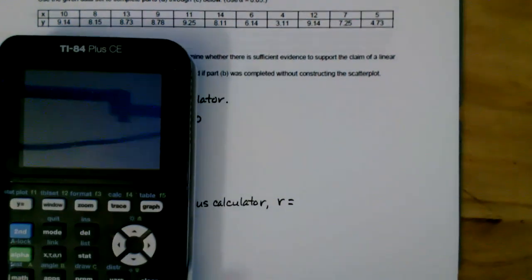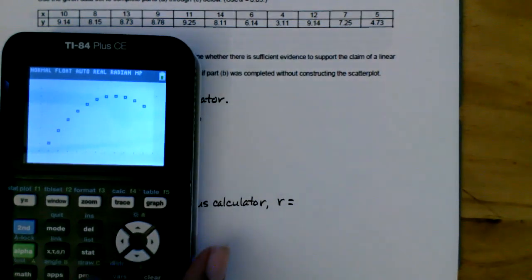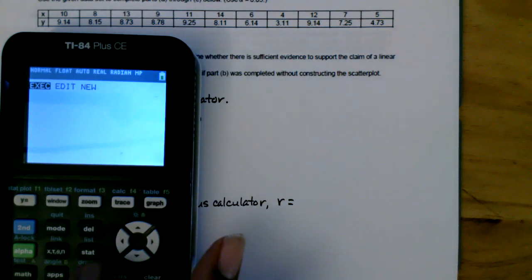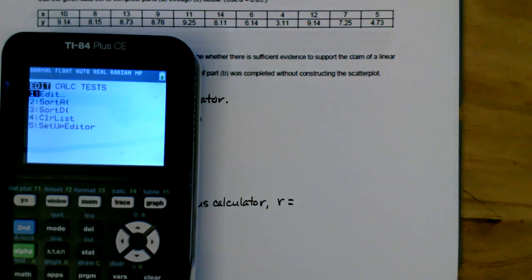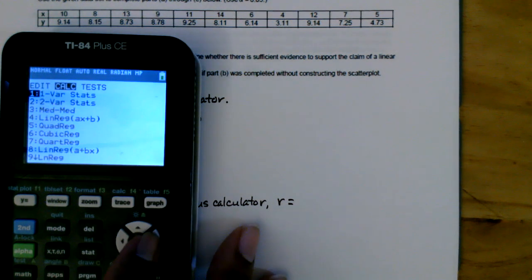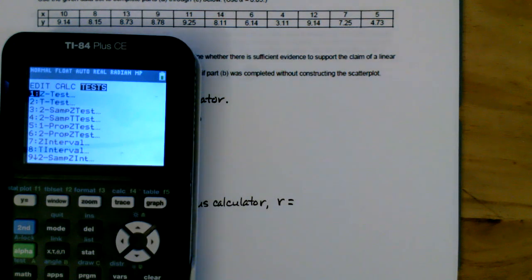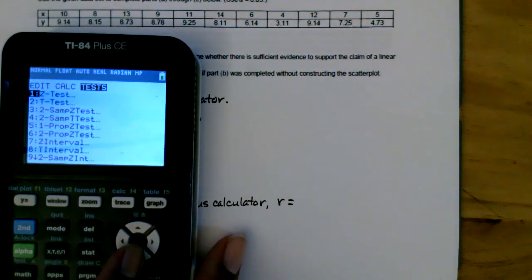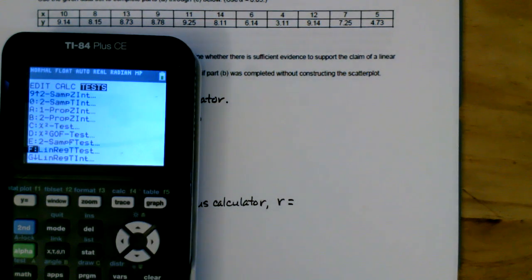Here's how we're going to do that. Let me turn this back on. Now, let's press the stat key. Use your right arrow key to highlight test. Now, the menu item for that, and you're going to have to use your down arrow key to find this one. It's called LinReg t-test. It's called the linear regression t-test. And we're going to talk about that when we get into section 10-2, dealing with regression. But for now, we're going to use LinReg t-test.